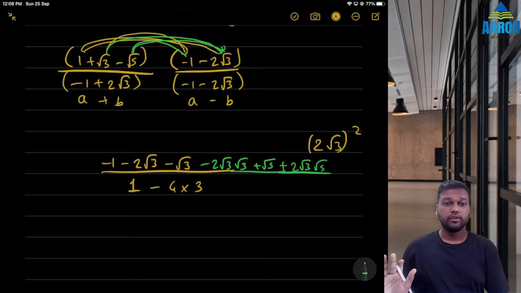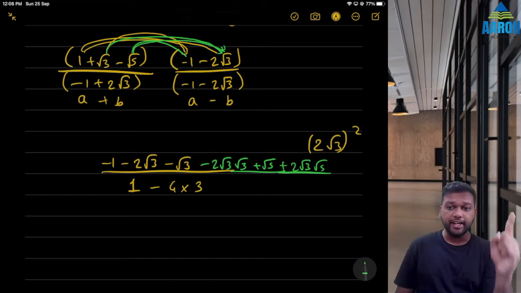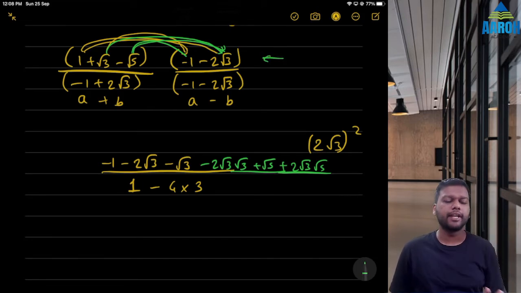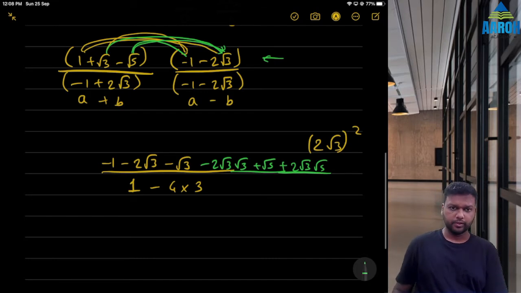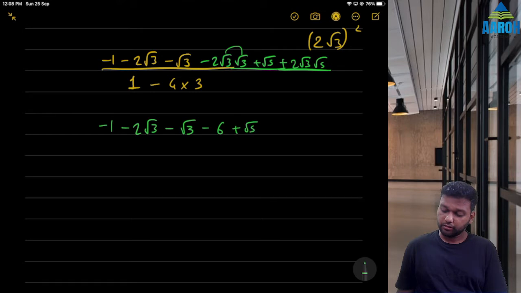Concentrate very carefully on this multiplication. If you have not understood, rewind and watch it again. This multiplication is just bracket opening, it is just that there are square roots, nothing else. So let me proceed. So minus 1, next is minus 2 root 3 minus root 3. Root 3 into root 3 is what? 3. So 2 into 3 is 6, plus root 5, plus 2 into root 3 into root 5.